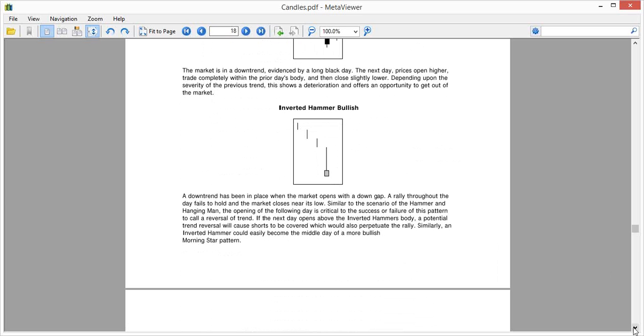Similar to the scenario of the hammer and the hanging man, the opening of the following day is critical to the success or failure of this pattern to call a reversal of a trend. If the next day opens above the inverted hammer's body, a potential trend reversal will cause shorts to be covered, which would also perpetuate the rally. Similarly, an inverted hammer would easily become the middle day of a more bullish morning star pattern.